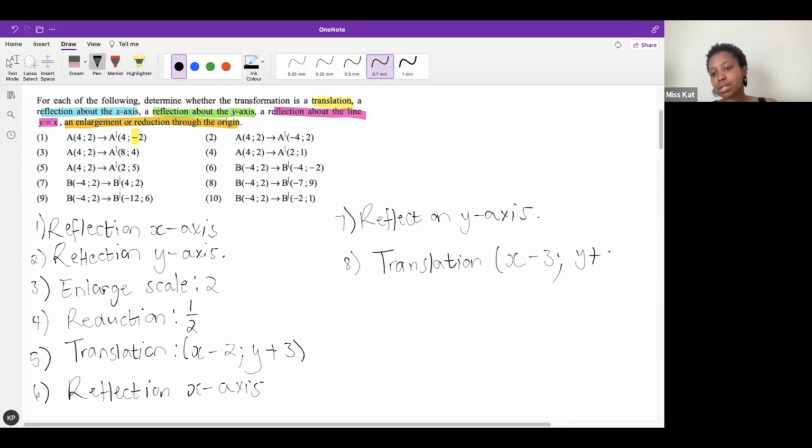That was brilliant, Theo. Number 9. Where's number 9? Nice, Narisha. We enlarged it by a scale factor of what?